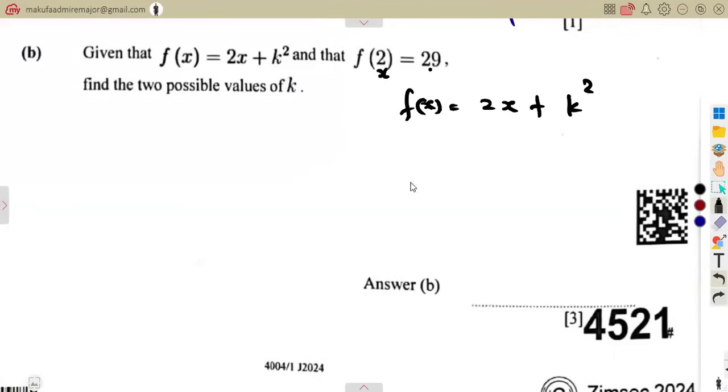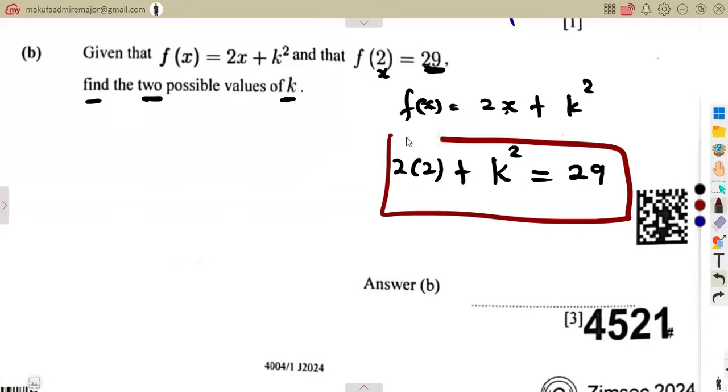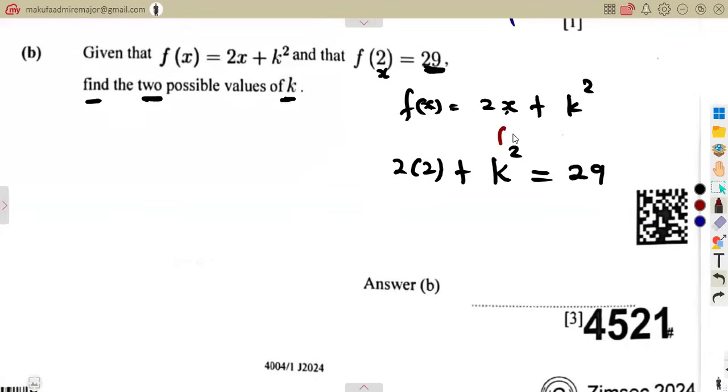So in place of x here, 2 into 2 plus k squared, they are saying it is equal to 29. In place of x, that is it. Find two possible values of k. As you can see by the statement of f of 2 equal to 29, we have formed an equation from this statement, and we must solve that equation.